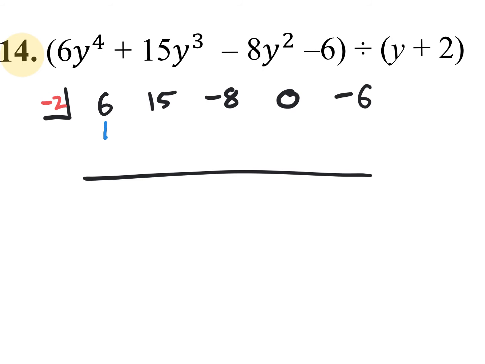As you go down, you combine. 6 plus nothing is 6. As you go up, you multiply. Negative 2 times 6 is negative 12. As you go down, you combine.